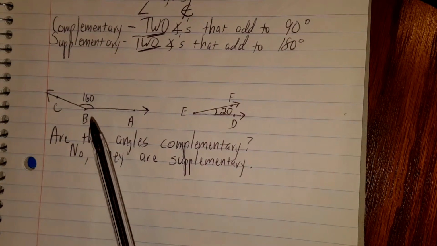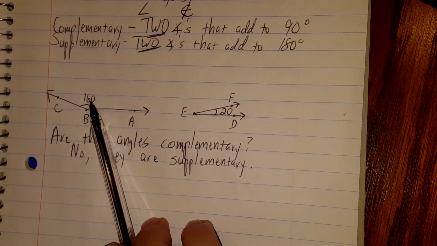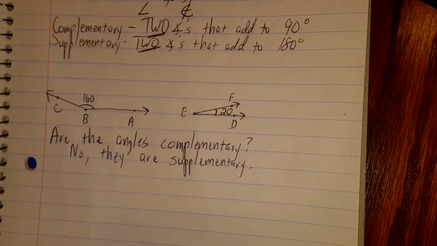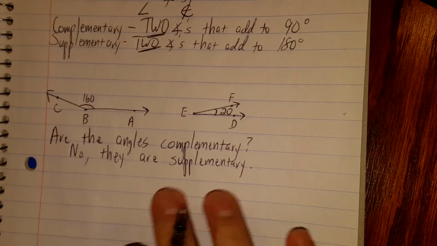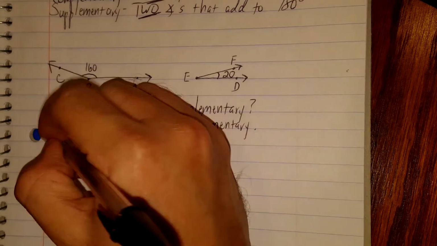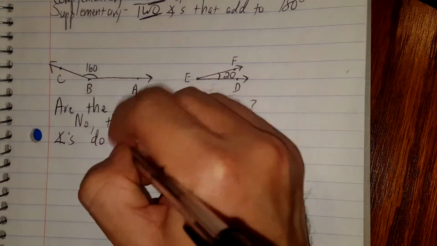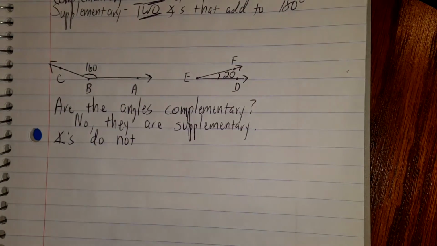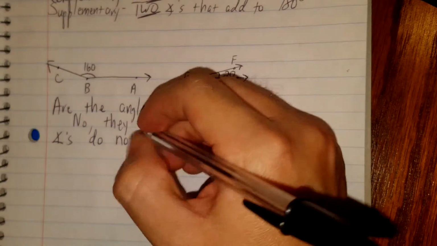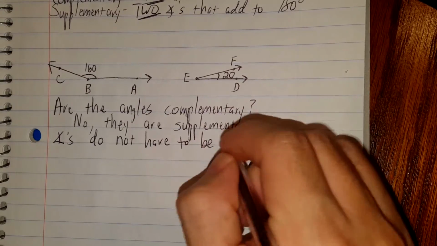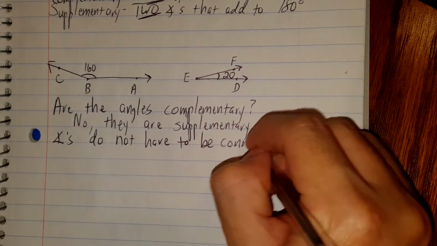These are obviously supplementary because if I take them together, this angle plus this angle, I get 180. So that might give rise to the question, do the angles have to be connected? No. So I'm going to make a note of that: the two angles do not have to be connected. They can be. They do not have to be, though.